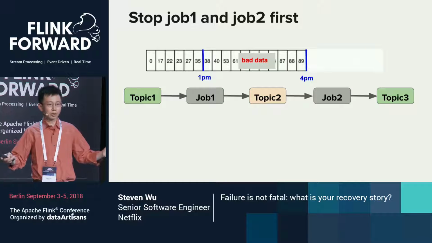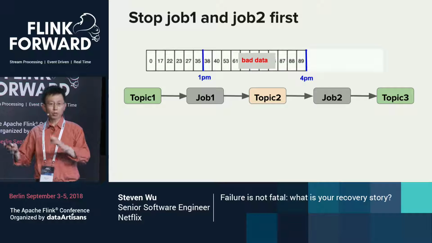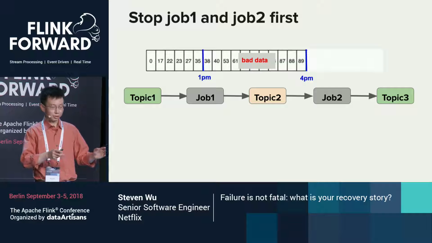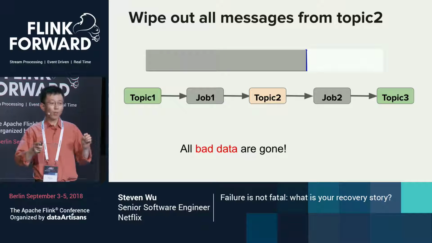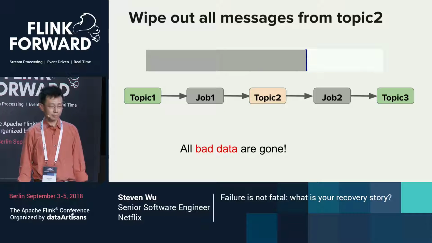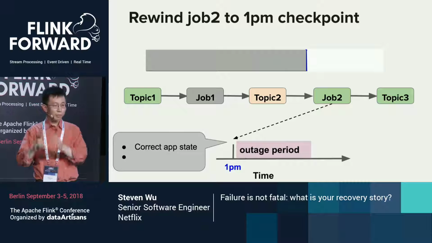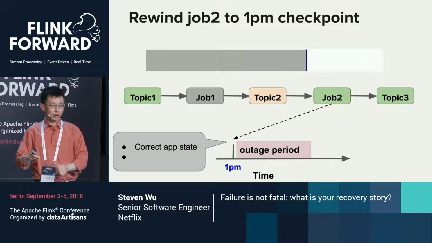Here's one solution. It's a little bit complicated. Let's walk through it. We can stop job one and job two first. Then we can wipe out all the messages from topic two. For example, we can set the Kafka retention to 1 minute. So we wipe out all the data, including the bad data. Now we rewind job two to 1 p.m. So we get the correct application state from the 1 p.m. checkpoint.